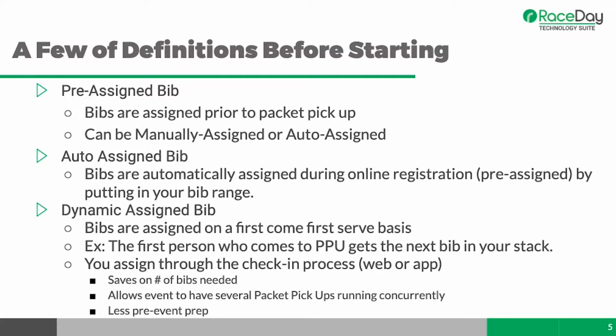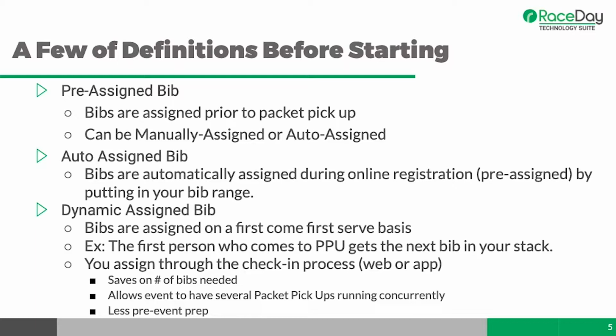I do a lot of talks with people about bib assignment, and I came to the conclusion that we don't use the same words a lot, so I just want to predefine some things. Pre-assigned bibs are assigned prior to packet pickup. They can be manually or auto-assigned. That might sound obvious to some of you, but bear with me. Auto-assigned means bibs are automatically assigned during the online registration, pre-assigned by putting in a bib range.